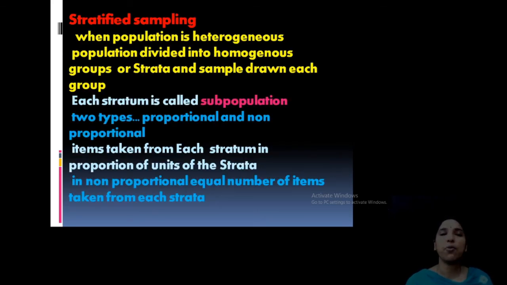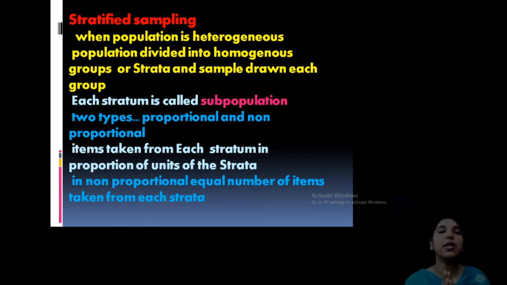Now, the next type of sampling is stratified sampling. So, what do you mean by stratified sampling? When a population is heterogeneous, what do you mean by heterogeneous? Mixed characters. A population having mixed characters is a heterogeneous population. The population is divided into homogeneous groups or strata, and from that you will draw a sample. Clear? So take the heterogeneous group, then make it homogeneous. From that you will draw strata, and from that you will take data.